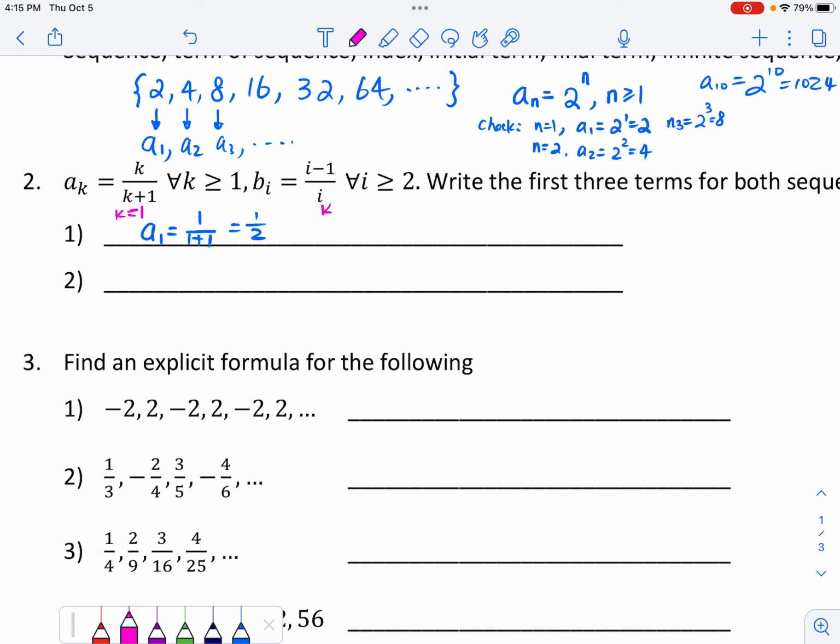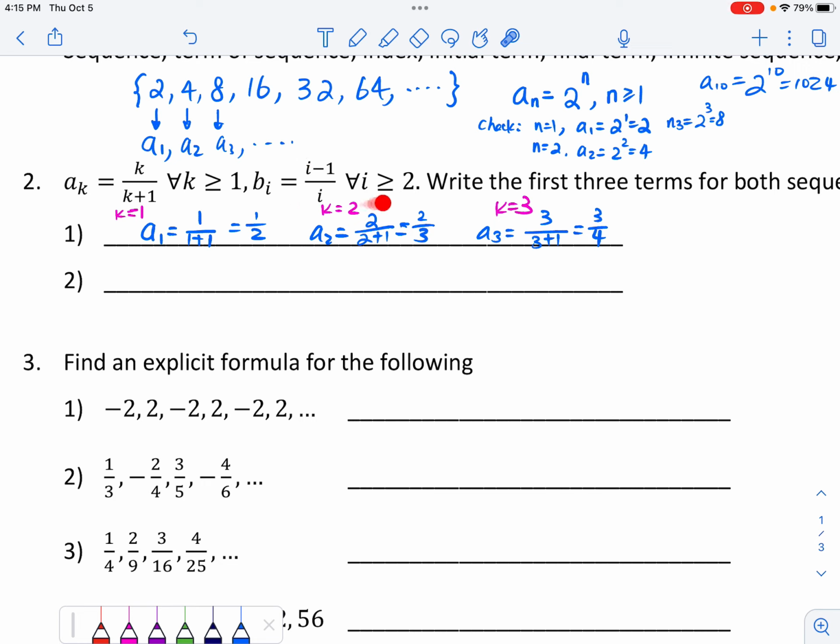When k is 2, let's take a look at A2. The second term will be 2 over 2 plus 1, which is 2/3, right? When k is 3, A3 is going to be 3 over 3 plus 1, which is 3/4. I guess you probably see the pattern: 1/2, 2/3, 3/4. The next one will be 4/5 and 5/6, and so on and so forth.